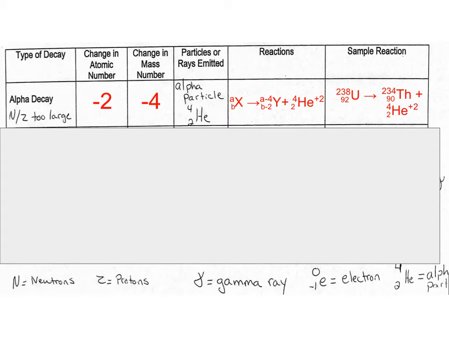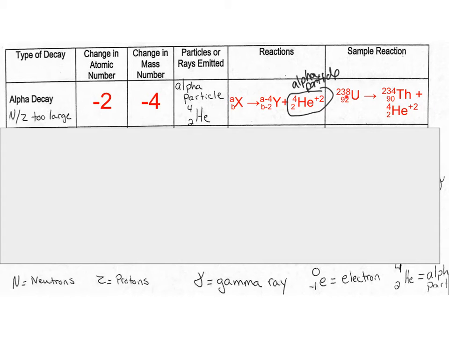Plus, we're also going to see 4-2He with our plus 2. So this is our alpha particle. Okay, and that makes sense. So every time we see alpha decay, we have to see an alpha particle. So here's a great sample reaction.